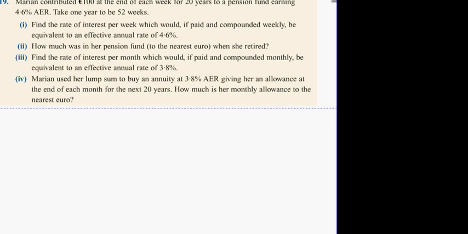Marion contributed €100 at the end of each week for 20 years to a pension fund earning 8.6% AER. Take 1 year to be 52 weeks. Find the rate of interest per week that would, if paid and compounded weekly, be equivalent to the annual equivalent rate of 4.6% AER.